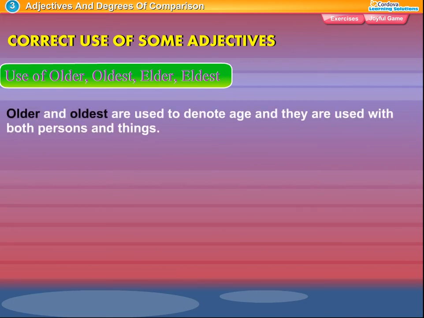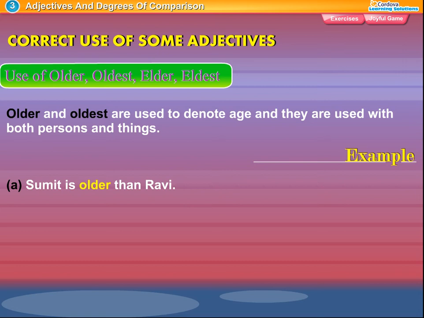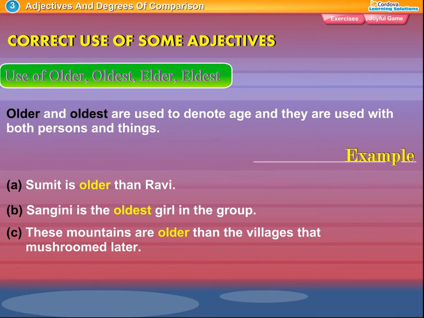Use of older, oldest, elder, eldest. Older and oldest are used to denote age, and they are used with both persons and things. Examples: Sumit is older than Ravi. Sangini is the oldest girl in the group. These mountains are older than the villages that mushroomed later.